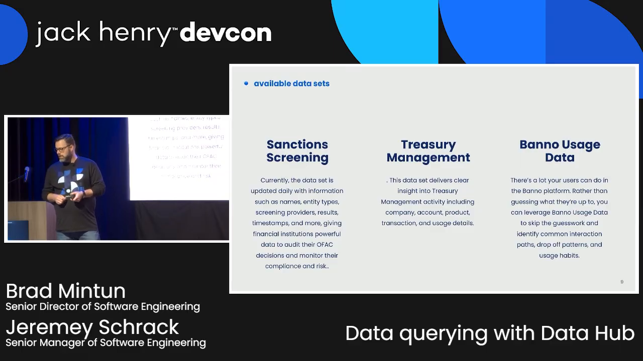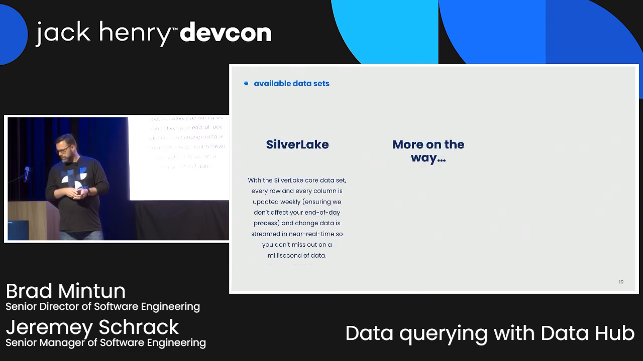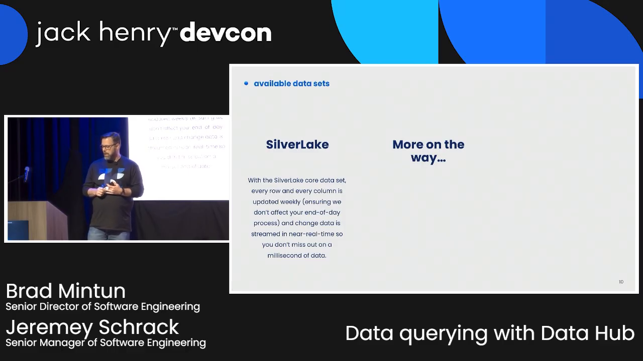The Banno usage data, this is an analytics type of data that tells you what your users are doing when they're interacting with Banno, what pages are they visiting, how long are they spending on those pages, that kind of stuff. We have Silver Lake currently available, and this includes a weekly extract as well as change data capture. So each week we pull a batch from Silver Lake to get a picture of what that database looked like, and then moment by moment, second by second, we're capturing data.